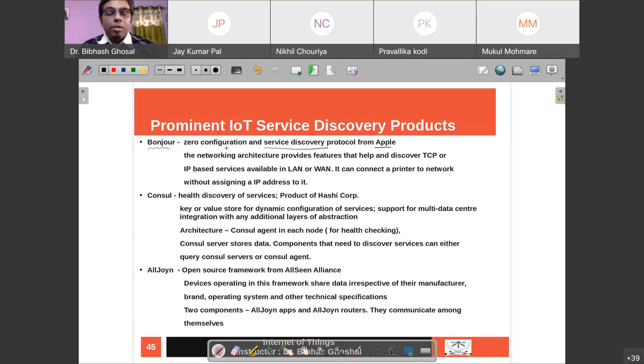We have others as well: Consul and AllJoyn. Consul is primarily for health checking, and AllJoyn is again for different other purposes. So this is basically all about service discovery protocols.